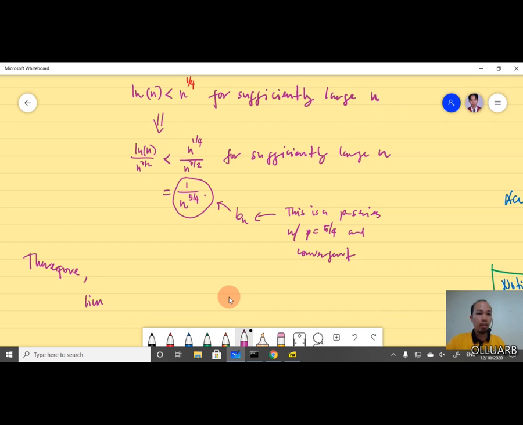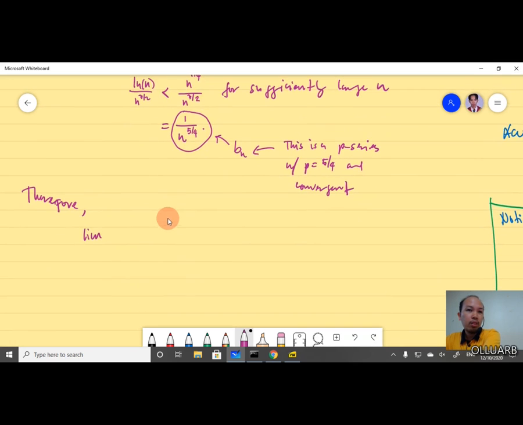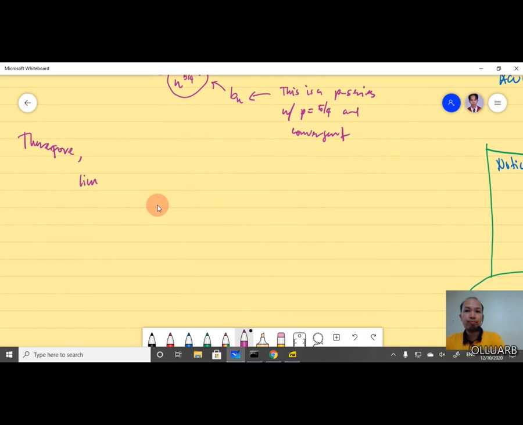Remember that, I will recall it later, if you wrongly choose your p, which is not in the interval 0 to 1/2, with 1/2 not included, then you cannot use the limit comparison theorem.